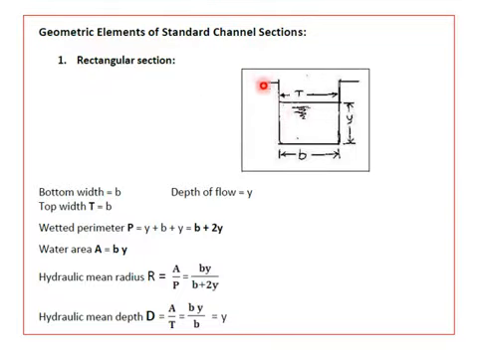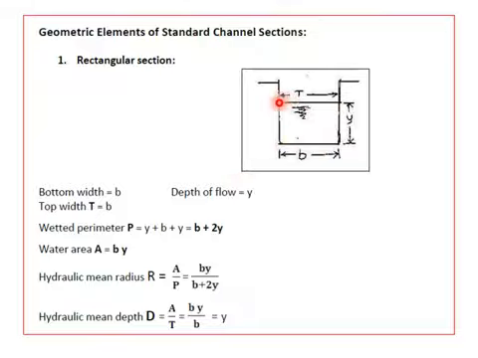So we have a rectangular section of bottom width B, and the depth of flow is Y. Why is this the depth of flow? Because it is the vertical distance from the lowest point of the channel section to the free surface. So this becomes Y. Given B and Y, the next geometric element is the top width, the width of the channel section at the free surface. So this becomes the top width, which is definitely equal to B. So T is equal to B.